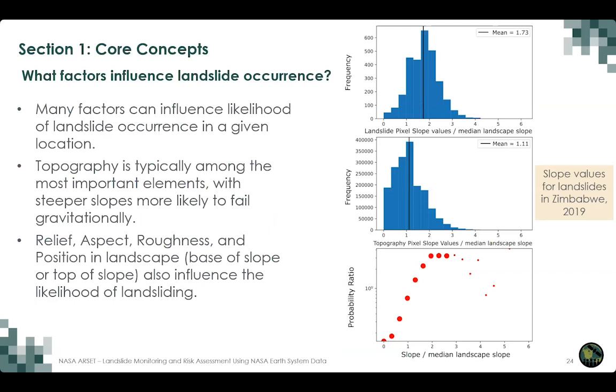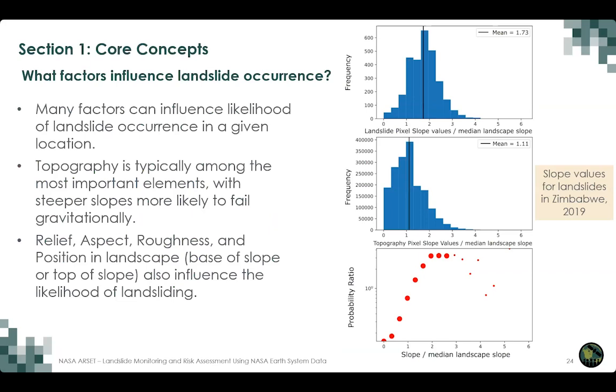And then we can create a kind of probability ratio of these two, and we can see that landslides are much more likely to occur at higher slopes. And so this is real data that bears out what we probably would assume. And again, topography is pretty much the most important element of why steeper slopes are more likely to fail gravitationally. And again, there are elements that go alongside this, including relief, aspect, and position in the landscape that can also affect the likelihood of landslides.